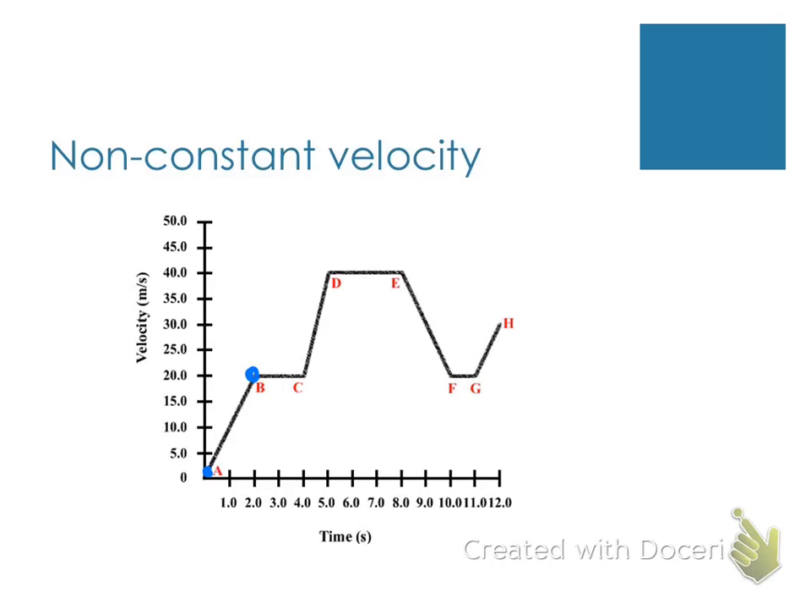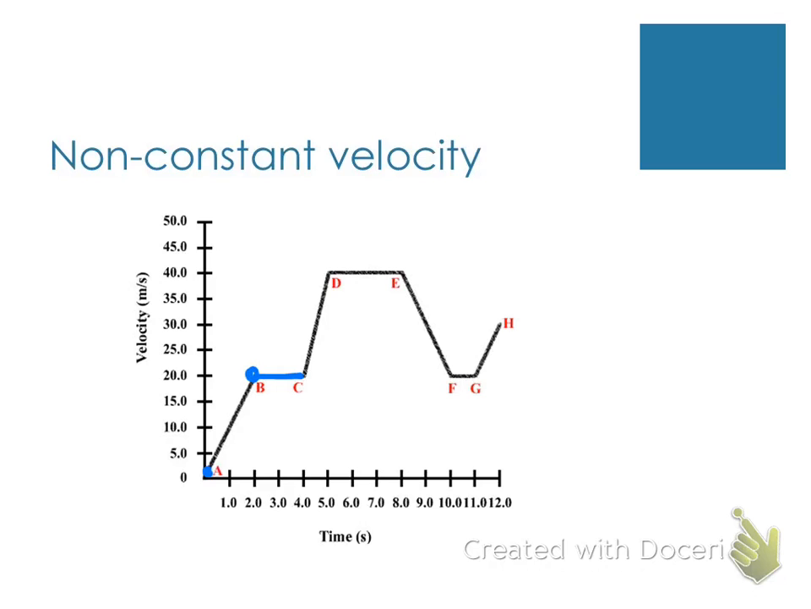We're speeding up. And are we moving in the positive direction or the negative direction? We're moving in the positive direction. So we're going forward and we're speeding up. I'm okay with you using plain terms like that. We're going forward, speeding up. From B to C, what's happening? Are we stopped? No, we're at constant velocity. So we've got the cruise control set. We sped up, now we're on cruise control.